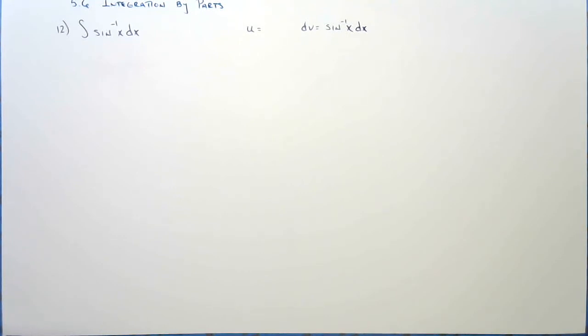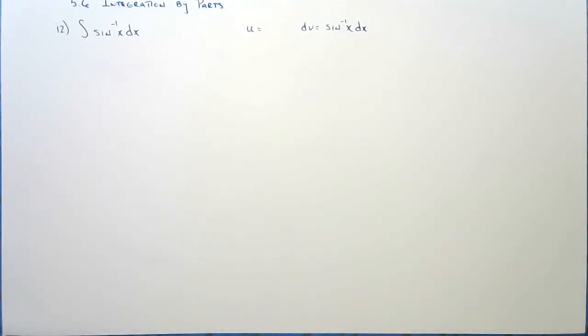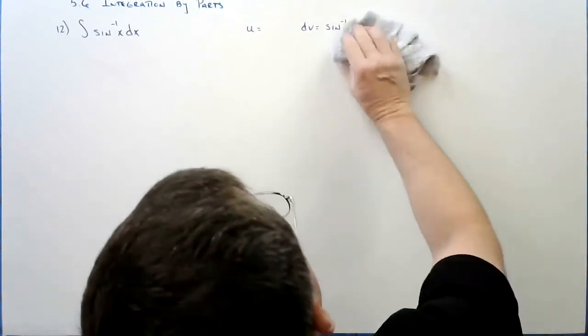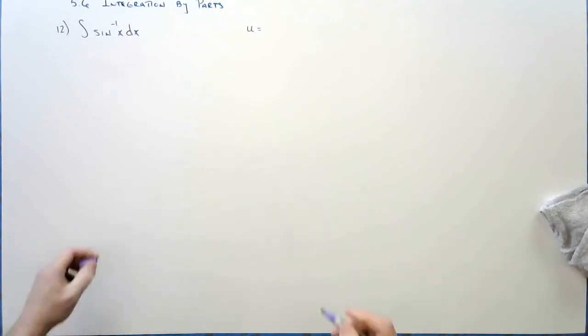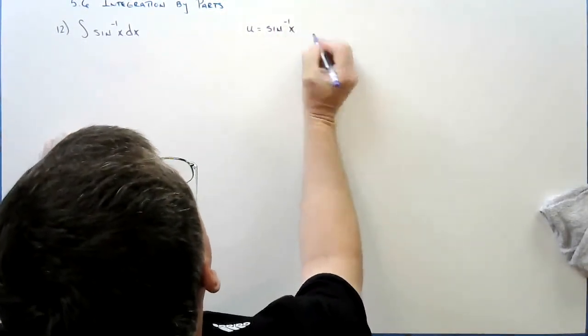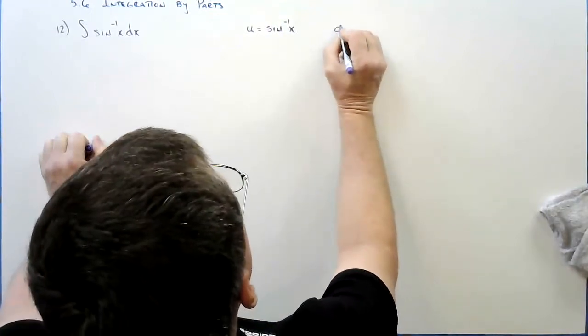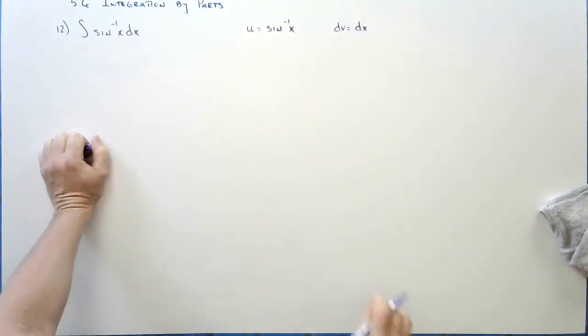Well, because our next step then would be to find v, and to find v, we would have to take the integral of this. Well, that's our original question. That's what we're trying to answer. We don't know the integral of that. So it makes no sense logically to put the inverse sine there. So the only alternative is to put the inverse sine here. Now, what does that leave us for dv? That just leaves us dx.